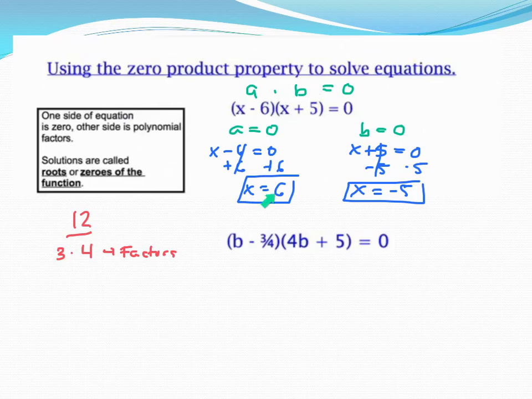What does that mean? Well, if I plug 6 in here, 6 minus 6 is 0, so that's going to make this entire equation 0, which is what I want. Negative 5, I plug that in here, negative 5 plus 5 is also 0, which in the end result would make this 0. Okay, so how many solutions do I get? I get 2 solutions.